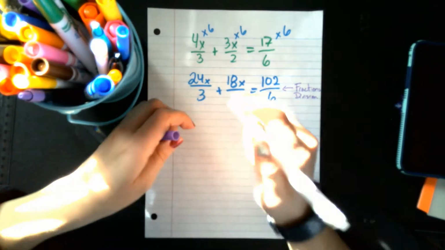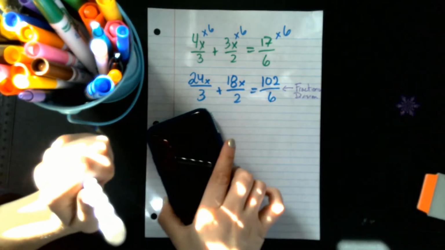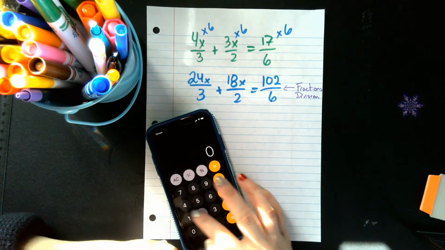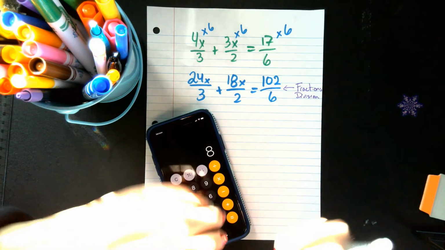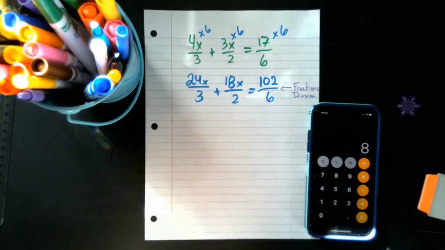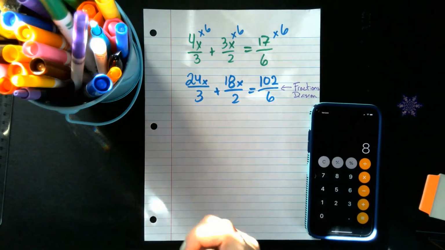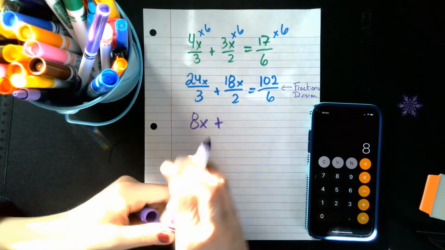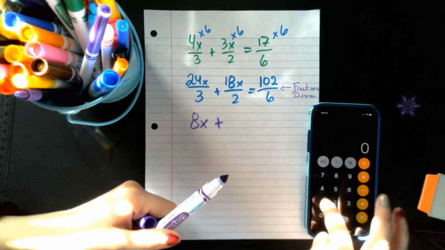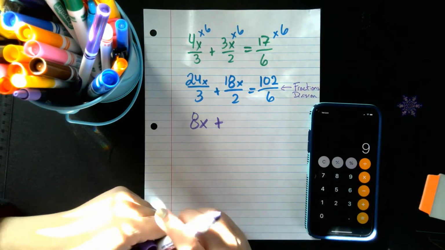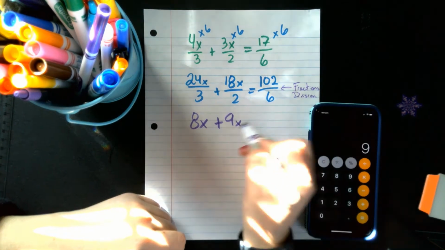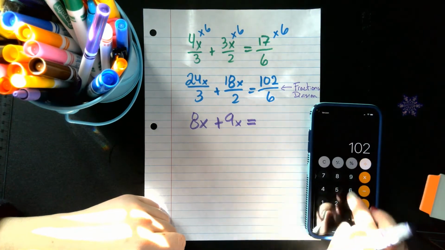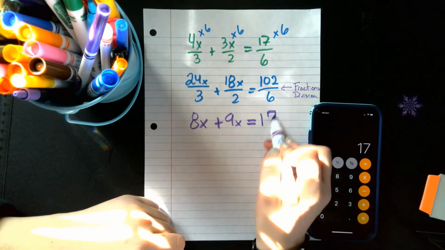So 24 divided by 3. If you can do that in your head, awesome for you. I can, I just want to show you where I'm getting my answers from. 24 divided by 3 is 8. So let's use purple. 8x plus 18 divided by 2 should be an easy one, but if it's not, it is 9x equals 102 divided by 6, which happens to come out to be 17.